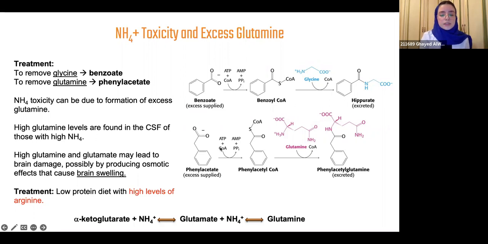So phenyl acetate is converted into phenyl acetyl-CoA. It combines with glutamine, and then we get phenyl acetylglutamine, which can be excreted. So this is the way that we can deal with the elevated levels of glycine and glutamine.